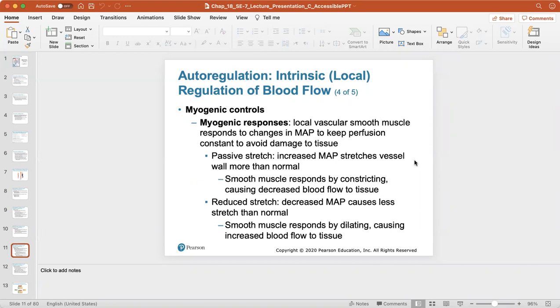And then myogenic control. Any myogenic response is when local vascular smooth muscle will respond to any change in mean arterial pressure to keep perfusion constant to avoid any damage to the tissue. So we can get a passive stretch, where increased arterial pressure stretches the vessel wall more than normal, and reduced stretch, where decreased mean arterial pressure causes less stretch than normal.